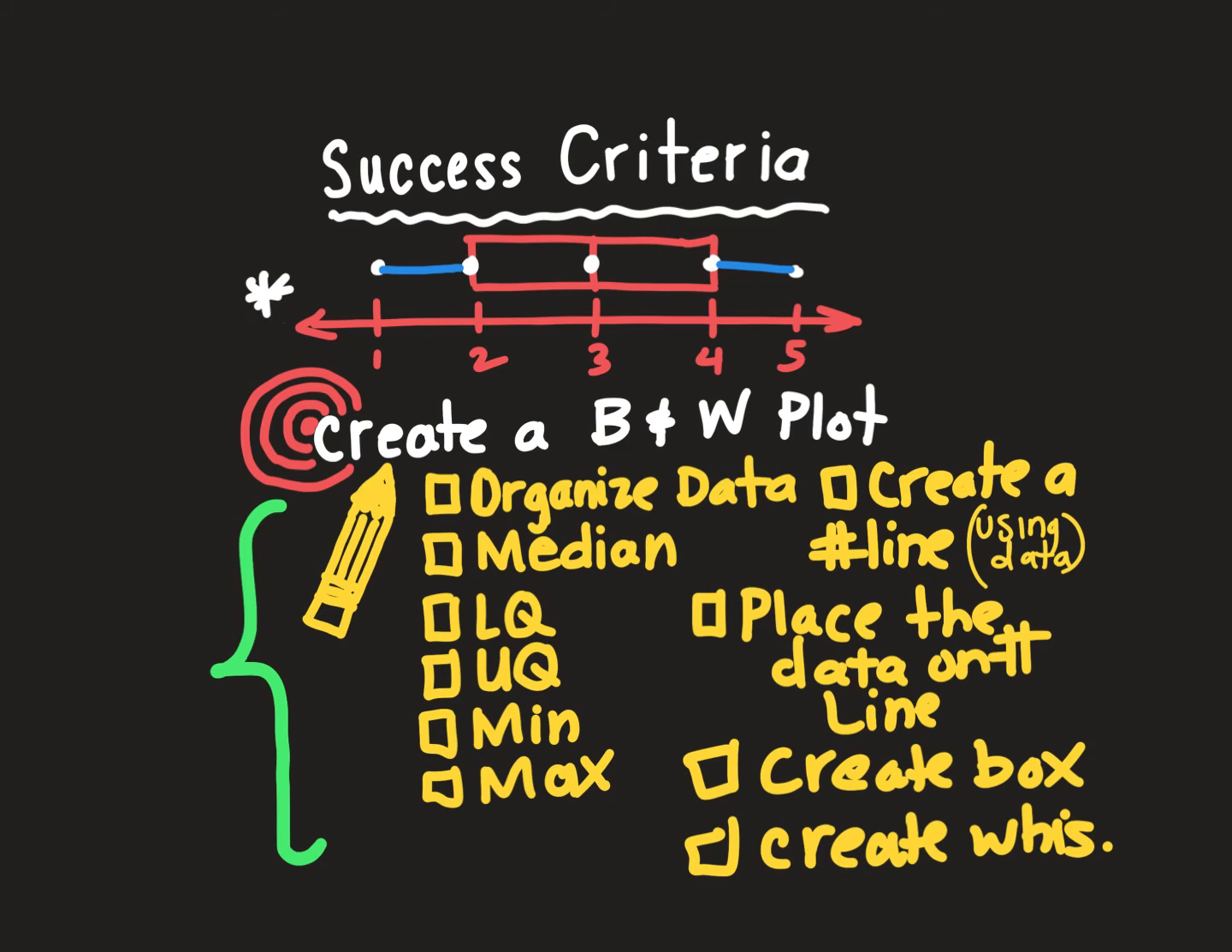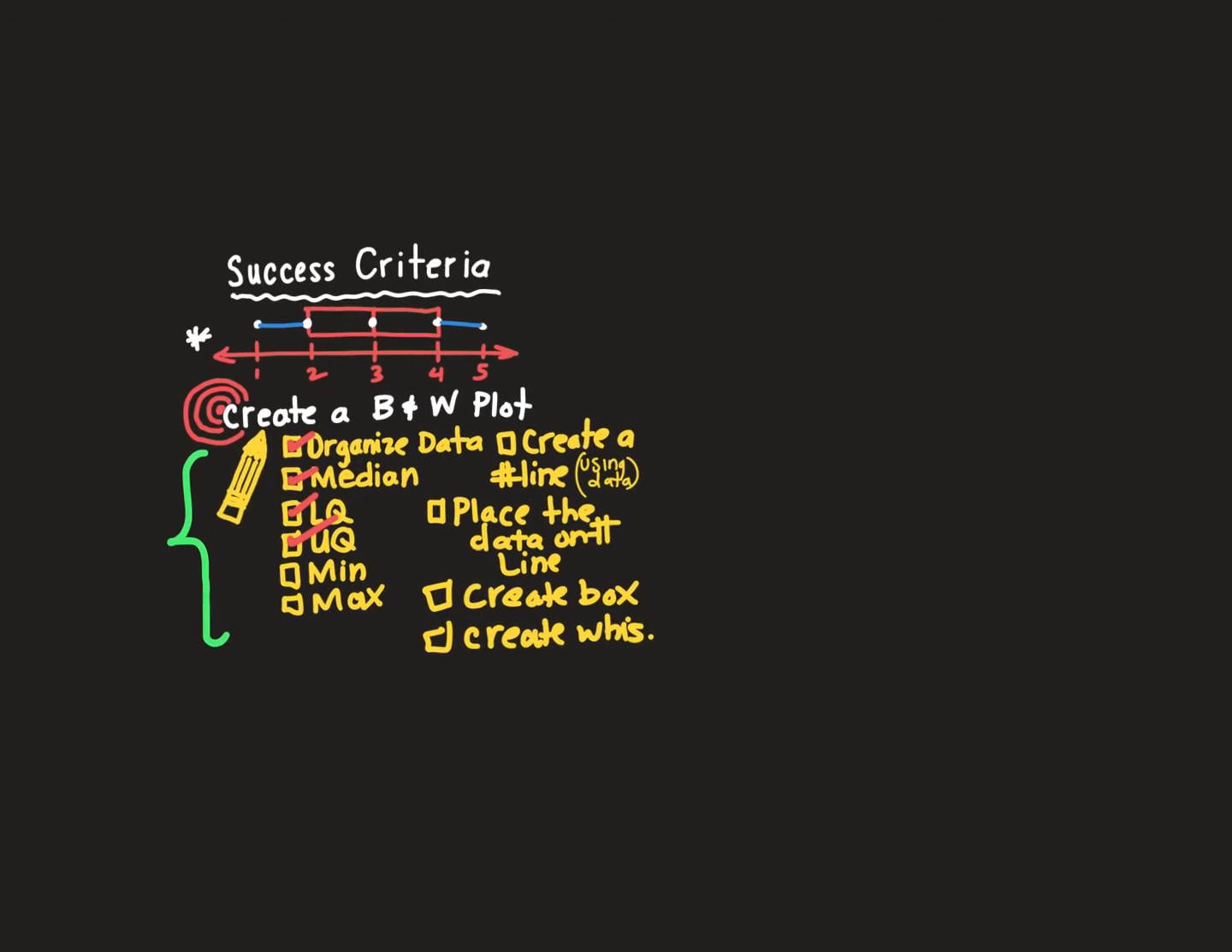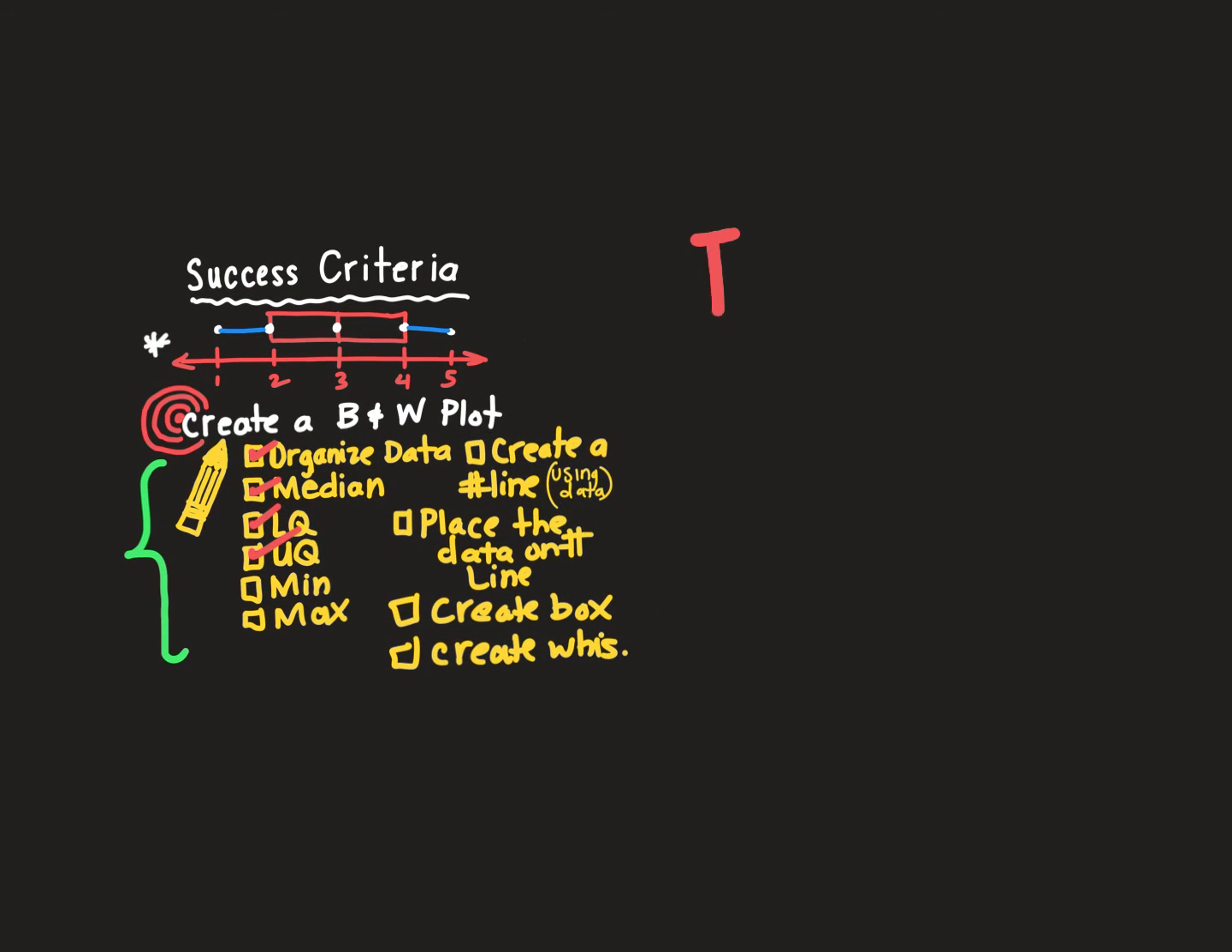So maybe for today, we're not actually going to create the number line yet, but we are going to be maybe working on some of these things. Maybe we're going to work on organizing data, finding the median, finding the lower quartile, and finding the upper quartile. So when I create my success criteria, I would write it as, if I can, then I have learned today.